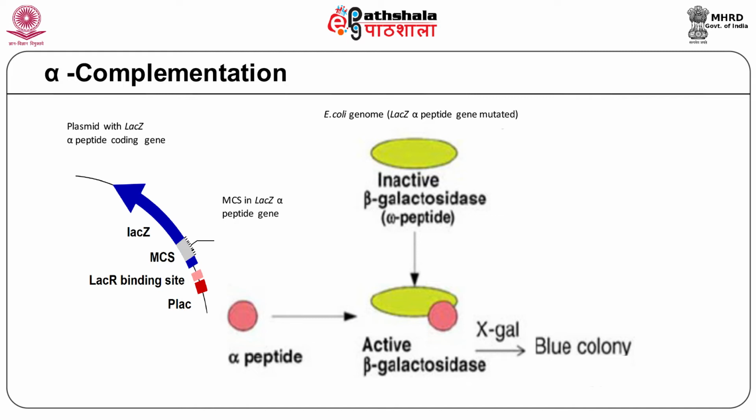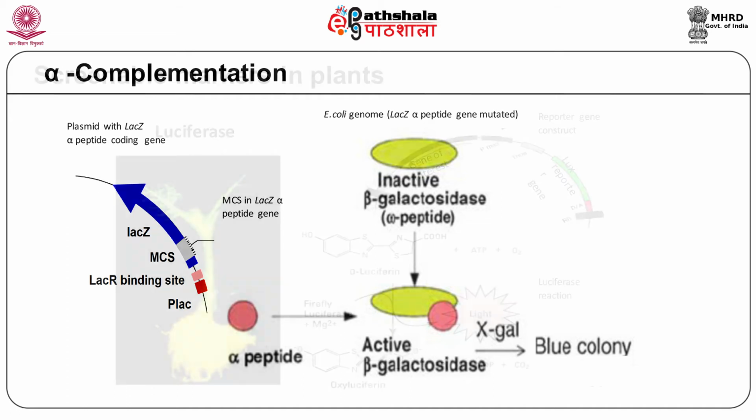In the plasmid, the LacZ gene codes for LacZ alpha but not LacZ omega. Hence, beta galactosidase is inactive. Enzyme functionality can be restored in trans by the plasmid LacZ alpha complementing the chromosomal LacZ omega. Hence, the name alpha complementation.